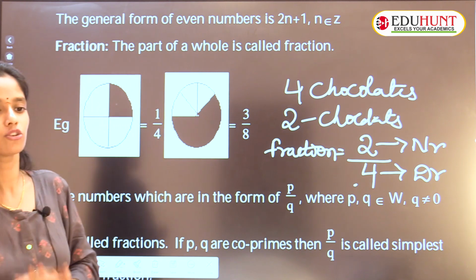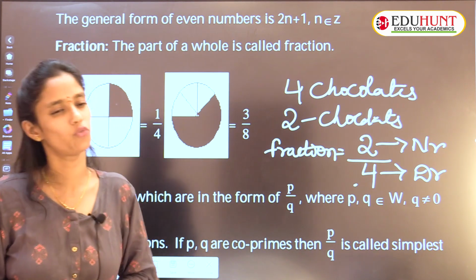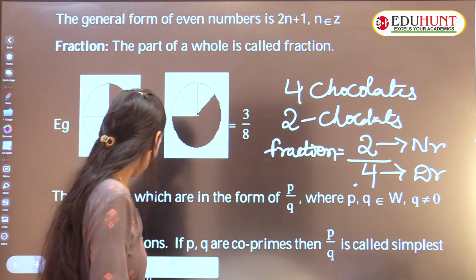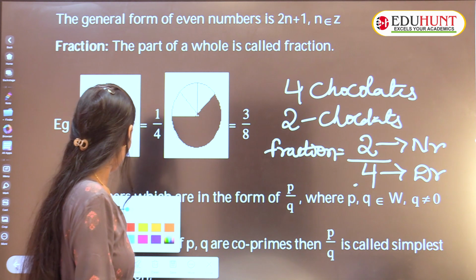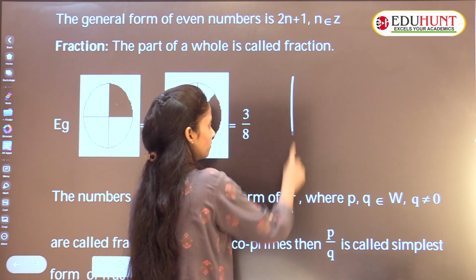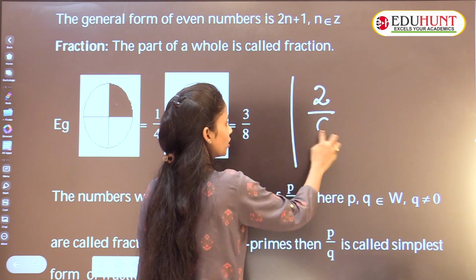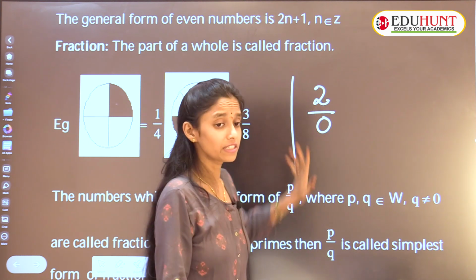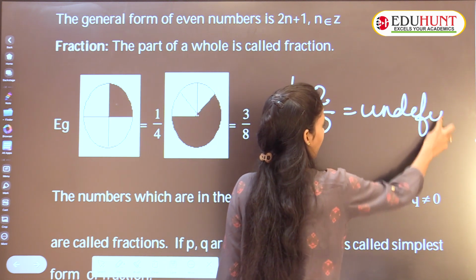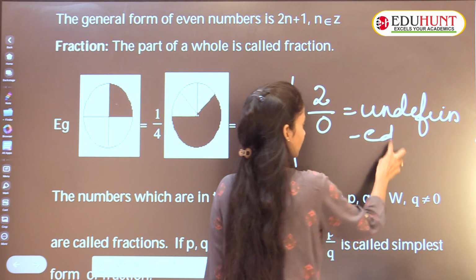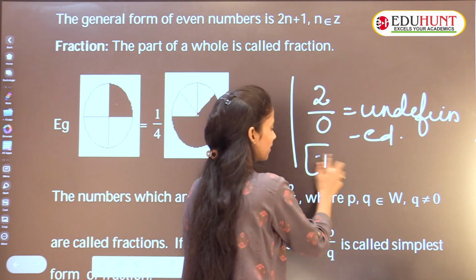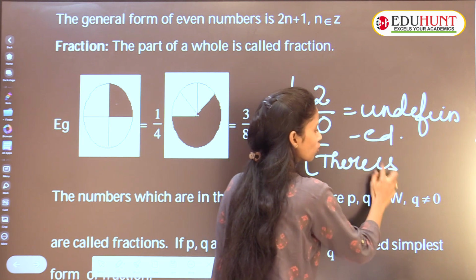A fraction always has a numerator and denominator, that is the P by Q form, where always remember that Q is not equal to 0. Ma'am, what is Q not equal to 0? What is the meaning of that? I will show you. 2 by 0. Anything by 0 is undefined. Ma'am, what is undefined? Undefined is nothing but there is no solution.